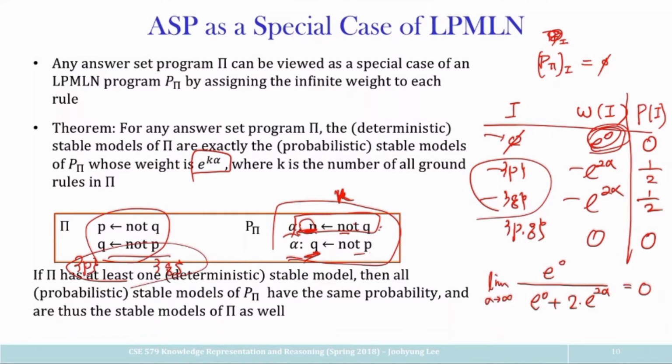Okay. So this additional sentence is saying it's not about the weight. That was about the statement here, but about the probability. You can actually look at the probability of the interpretation. In fact, when we translate ASP into LPMLN, all the stable models with non-zero probability will have the same probability. So P and Q both have non-zero probability, and they are equal.